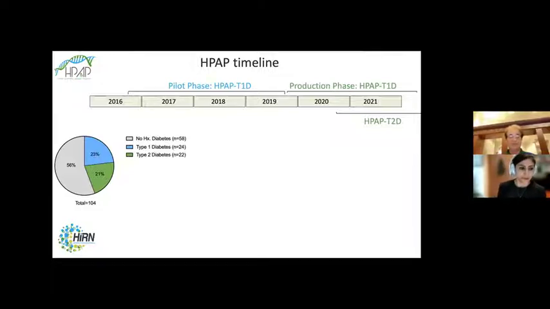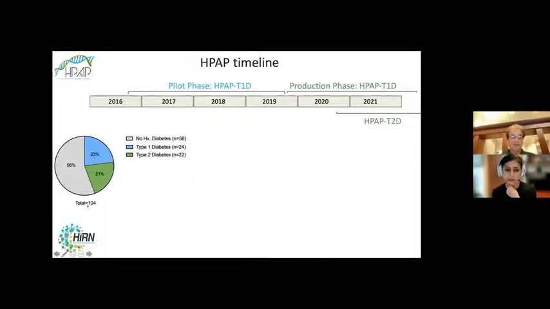Because our first 3 years were successful, we were just recently refunded for an additional 4 years in the so-called production phase. So that was wonderful news. Also, because of the initial success of the HPAP T1D program, NIDDK decided that it would be wise to expand this program also for the study of type 2 diabetes. So now we've been collecting a great number of organ donors which have type 2 diabetes. So, well, how far are we?